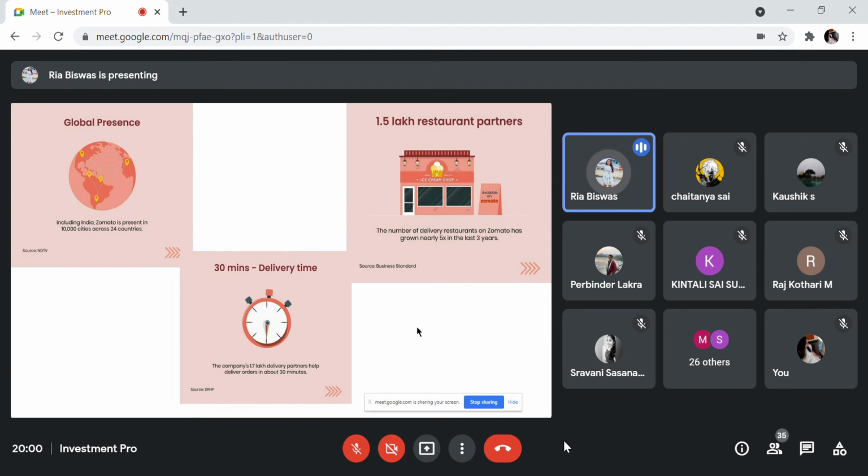Then they also have 1.5 lakh restaurant partners. While you are ordering on Zomato, you can see many kinds of restaurants, and obviously they are in partnership with these restaurants. Say there is a restaurant nearby, 2 point something kilometers from your home, but you search for it and it is not showing there. You are confused, because you want that restaurant where the food is tasty and healthy, but you are not getting it on Zomato. Why? Because Zomato is not in partnership with that restaurant. If they are in partnership with the restaurant, then you can order your food from that particular restaurant.